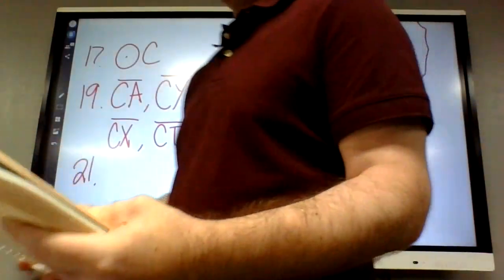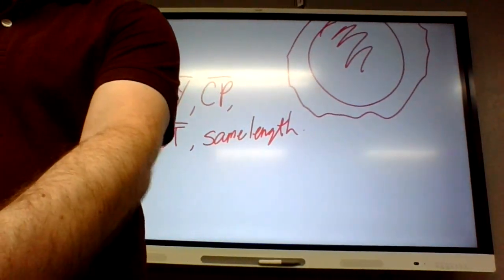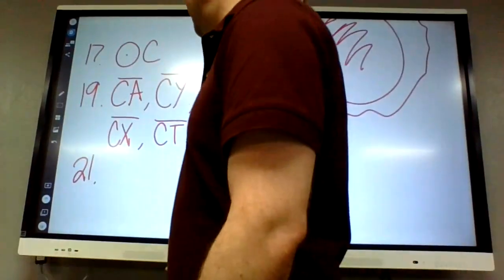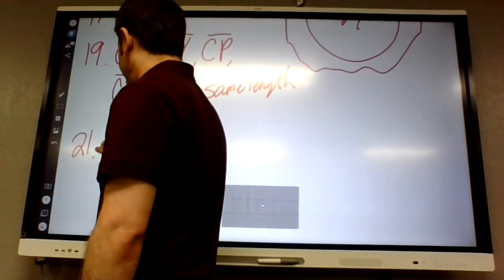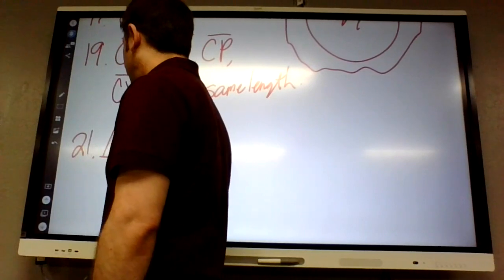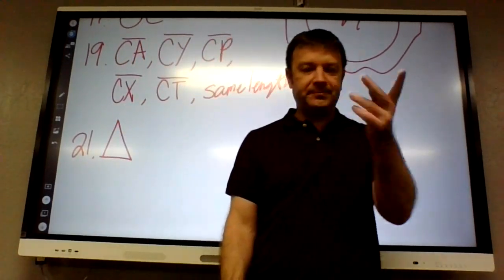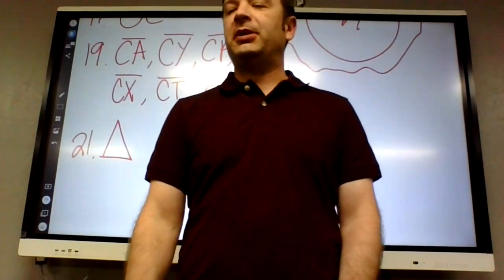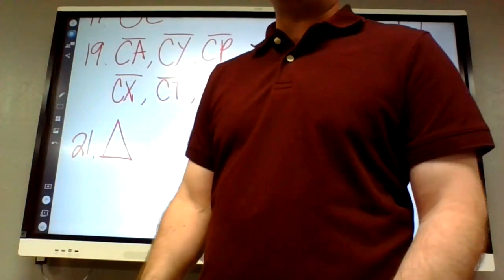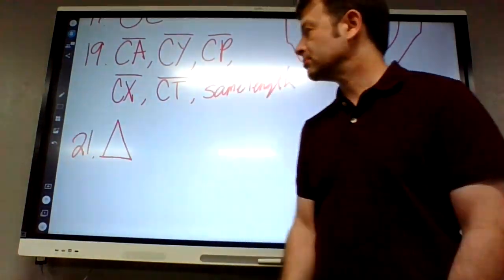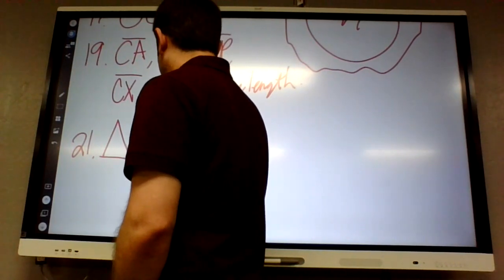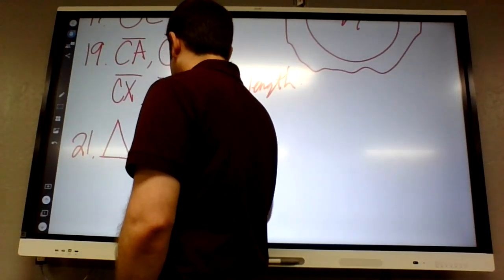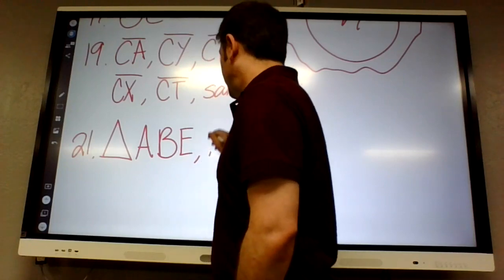Okay, 21. Name 6 triangles. This might be a little bit new too. There is a triangle symbol, and guess what it's like? Triangle. So how would we name the biggest triangle in that picture? ABE. Yeah, ABE. Do you think the order of the letters matters? No, it doesn't. So triangle ABE.